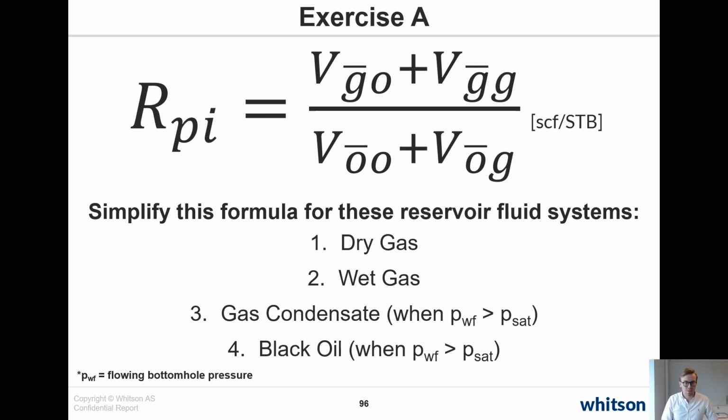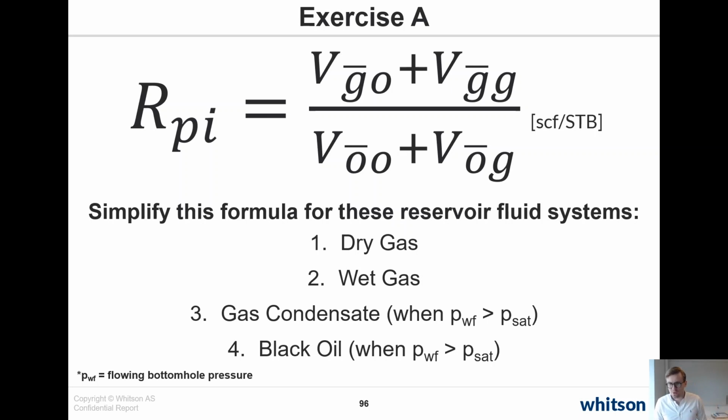Yeah, so in this short exercise, we'll try to get more familiar with the formula for producing GOR, taking into account these different volumetric definitions that we talked about earlier, where we differentiate between a surface product that's produced from either the reservoir oil or the reservoir gas phase. To do that, and hopefully strengthen that fundamental concept for all of you, we made this very simple exercise where we're going to simplify this formula for a wide range of different fluid systems.